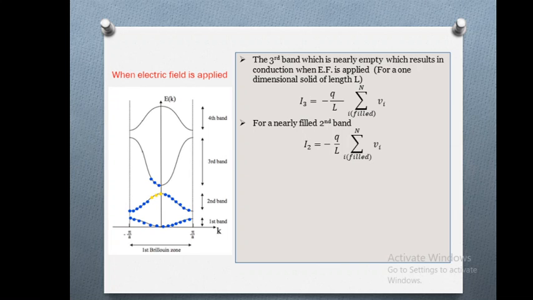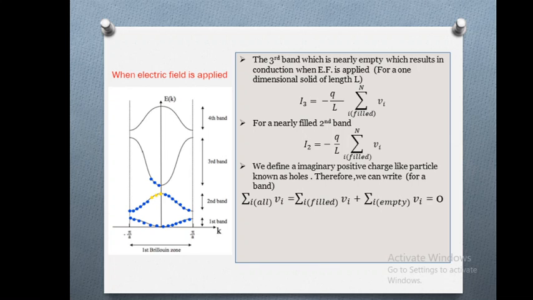So what we can do is define imaginary positive charge particles as holes so that we can write the equation as summation of velocities over all the states. This is for a particular band. So summation of velocities over all the states is equal to summation over filled states plus summation over empty states of velocities, which will be equal to 0.